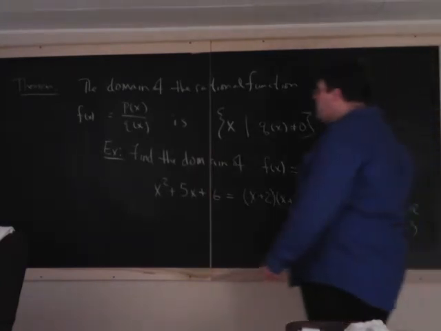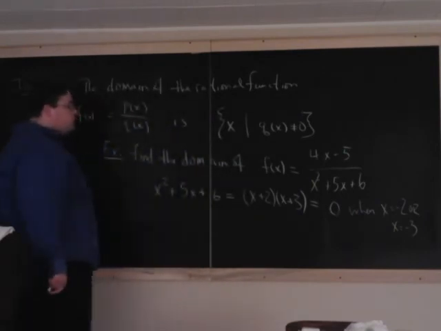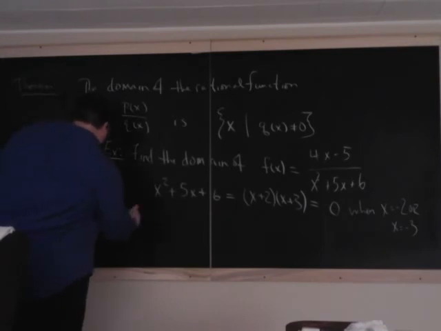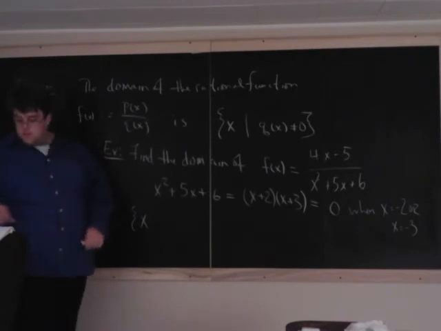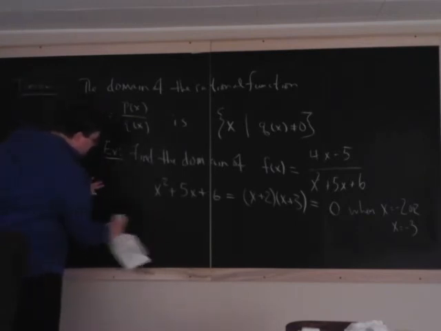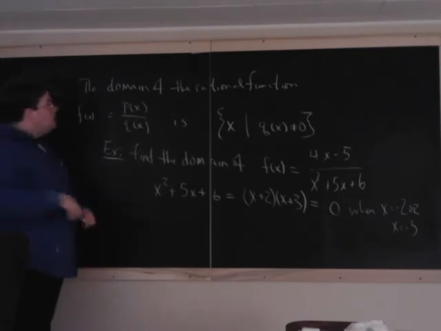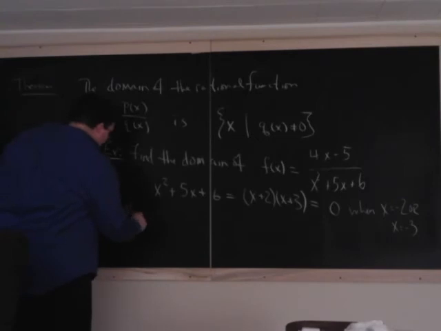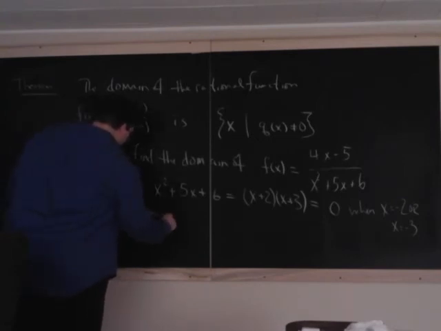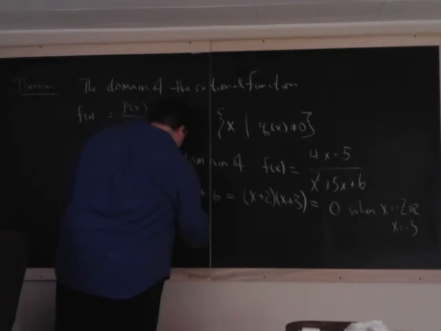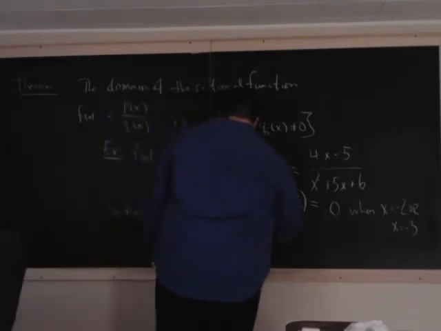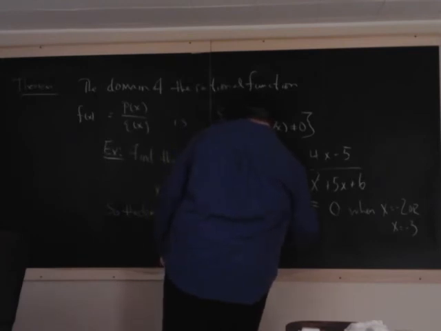So if we want the domain of the rational function, then we have to take -2 and -3 out of our domain. It's always good to answer the question that's being asked. Find the domain of that function. So the domain is the set of x such that x is not equal to -2 and x is not equal to -3.